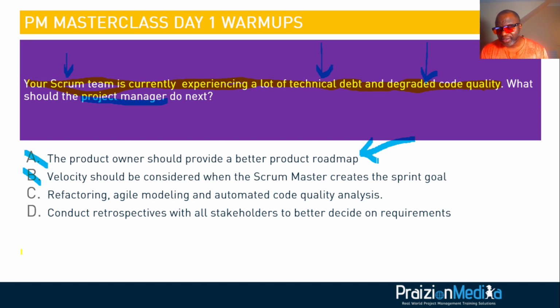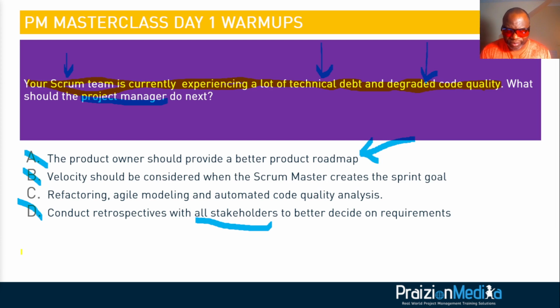And then we have D, conduct retrospectives with all stakeholders to better decide on requirements. Well, retrospectives are not for deciding on requirements, and they're not done with all stakeholders either. So you can get rid of that, and the best answer is C. This is how you need to think through this stuff. Did you see how A seemed a little bit viable at first until you tune your mind into, no, the question is, what should the project manager do next? Not what is the problem? Not what should the product owner have done? You get what I'm saying? All right, good. All right, let's move on here, my friend.